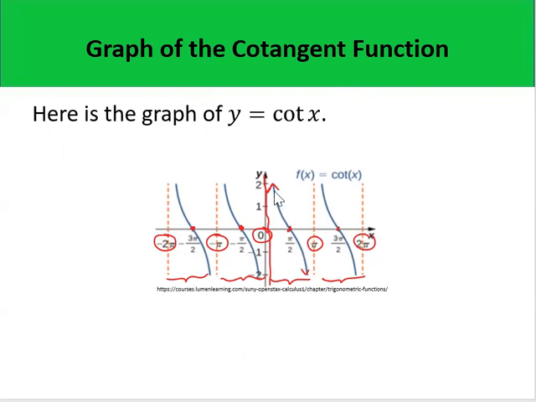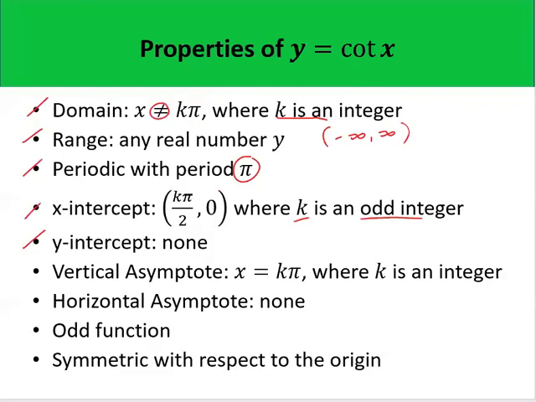And then there's no y-intercept because the graph does not intersect the y-axis. And then the vertical asymptotes happen at k pi, where k is an integer. And also, just like the tangent function, the cotangent function doesn't have any horizontal asymptote, and it's an odd function, which means that cotangent of negative x is equal to the negative of cotangent x.